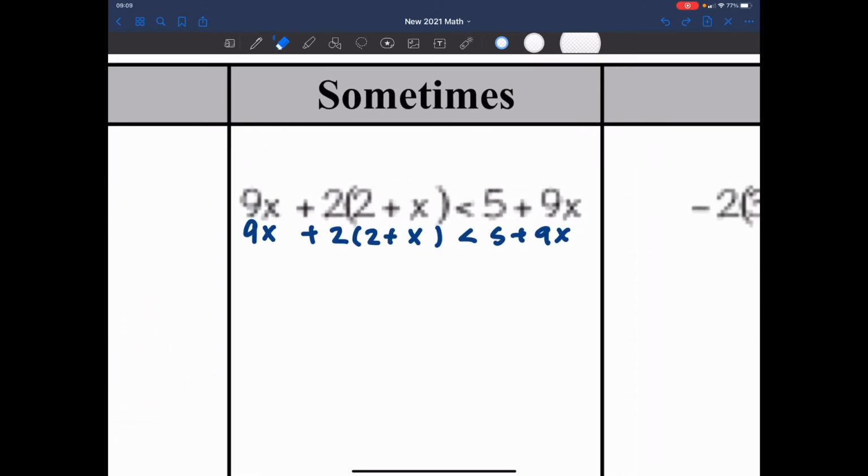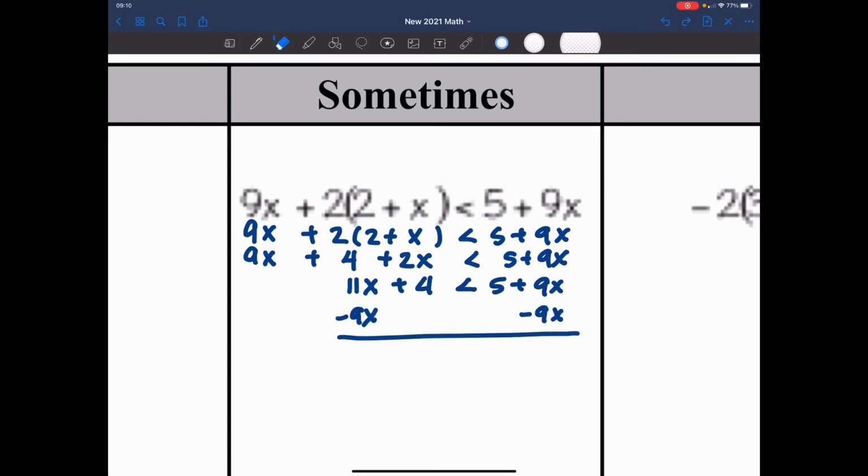So here is an example where the inequality is sometimes true. So I have 9x plus 2 times x plus 2, is less than 5 plus 9x. I distribute the 2 into the parentheses, so I have 9x plus 2x plus 4 is less than 5x plus 9. I collect like terms, so I'm going to have 11x plus 4 less than 5 plus 9x. I'm going to subtract 9x from both sides. So I say 2x plus 4 is less than 5.